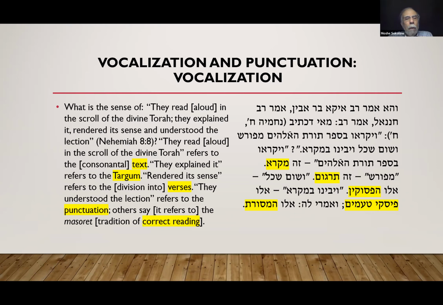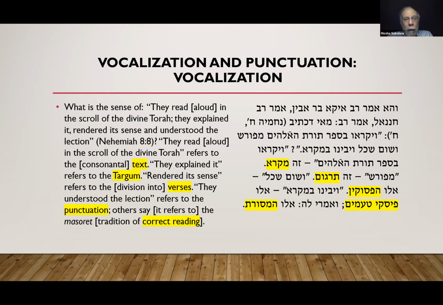Okay, so what we have here is a text from the Talmud, Masechet Megillah, which says as follows. It starts with a verse in the book of Nehemiah. It's easy to remember because it's chapter 8, verse 8. The verse reads as follows. Vayikru'u b'sefer, they read aloud in the book. Which book? The Sefer Torah Elohim, the book of the Torah, the instruction of God. Miforash, clearly. V'som seichel, intelligibly. Vayavinu b'mikra, and they understood what they were reading.